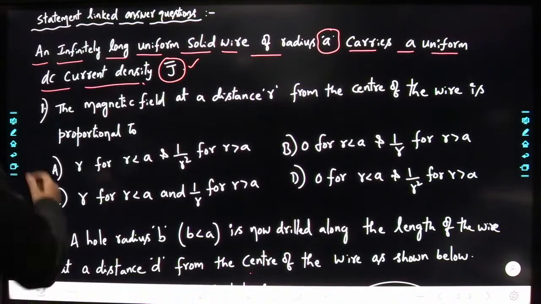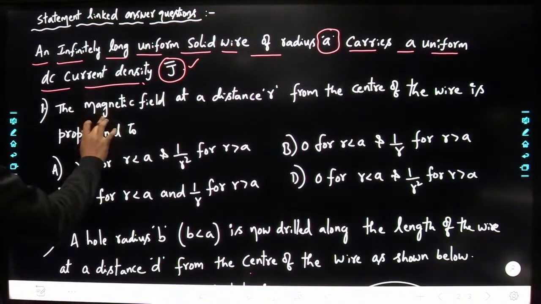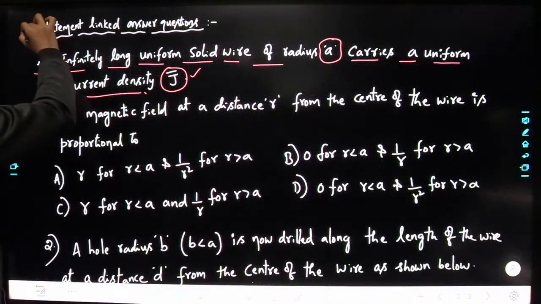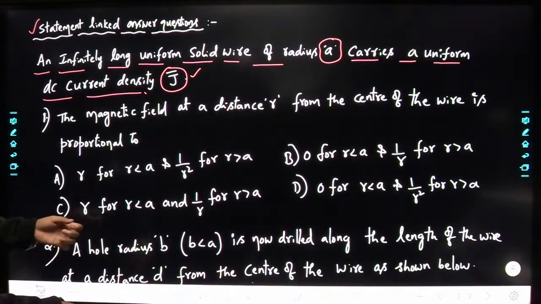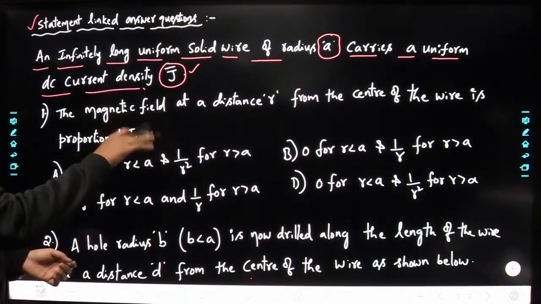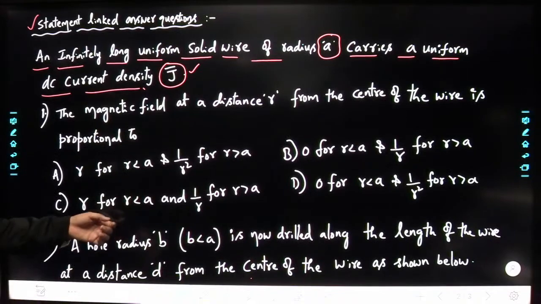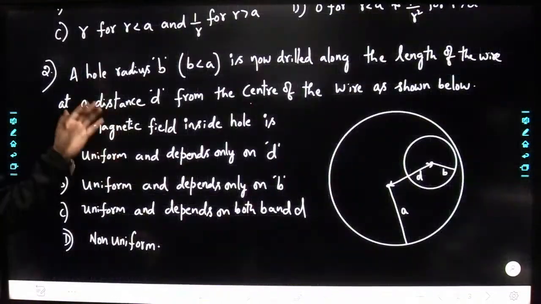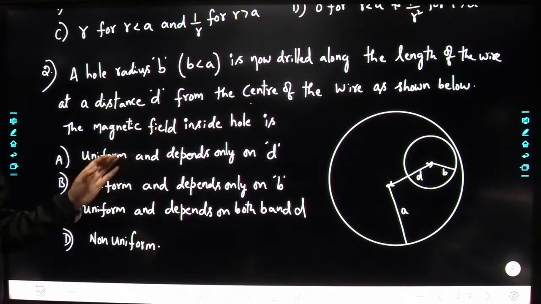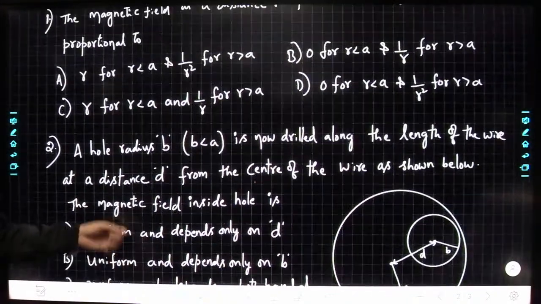This is a statement linked answer question. Understood? They will give two questions. Whatever answer we get in the first question will be linked to the second question. If you get the answer for the first question, only then can you get the answer for the second question. That's what we call linked type questions.